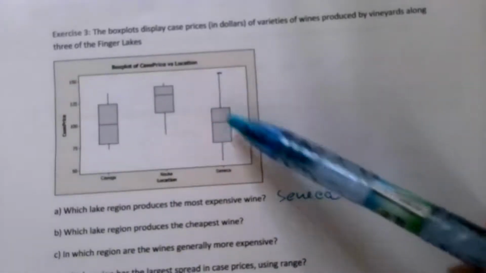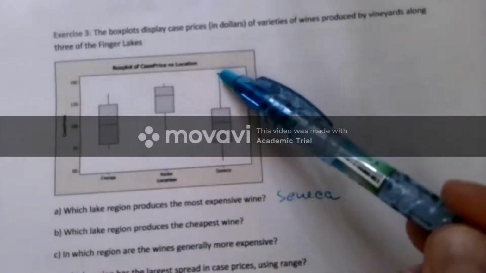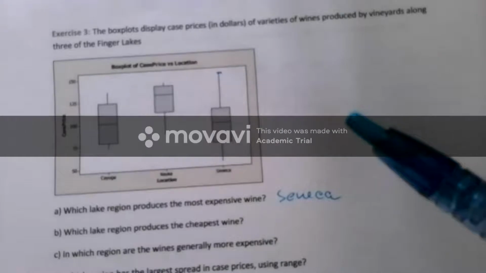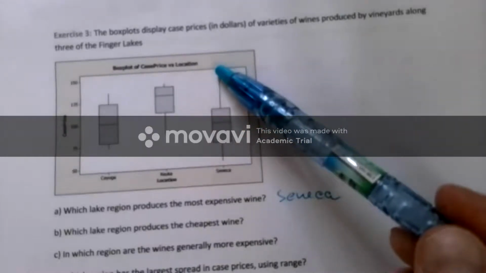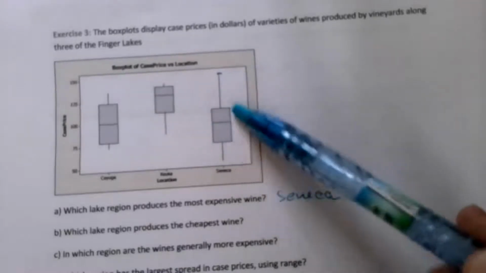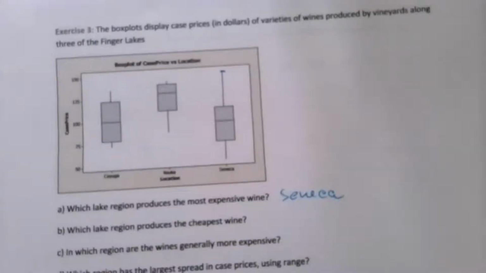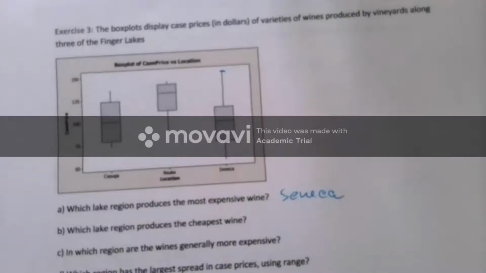Seneca. So what do the lines inside the box mean? That's the bulk of the prices. That's the bulk of your data. But they have some very expensive ones. Okay. It's not usual for them, but they do have it. Okay, that expensive price. Okay, so question B, which lake region produces the cheapest wine?